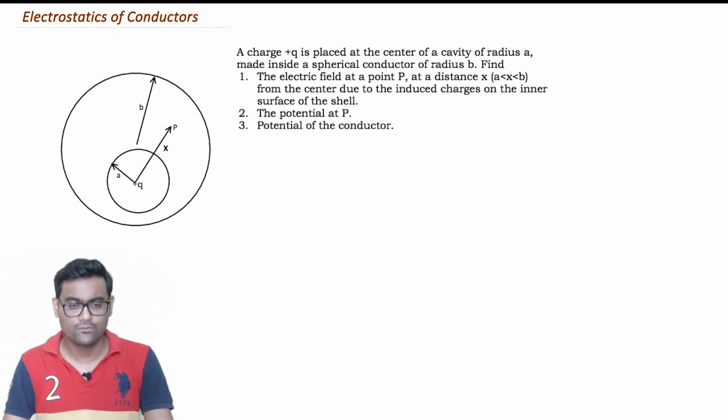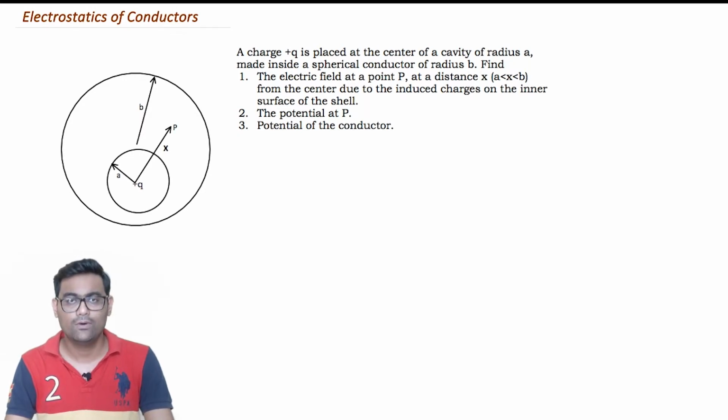So in the last few videos, we are trying to solve a few numerical questions based on the properties of conductors. So what does this question say? It says that a charge plus q is placed at the center of a cavity of radius a made inside a spherical conductor of radius b. Find the electric field at point P at a distance x, which lies between a and b from the center, due to the induced charges on the inner surface of the shell, and the potential of the conductor as well as the potential at point P.